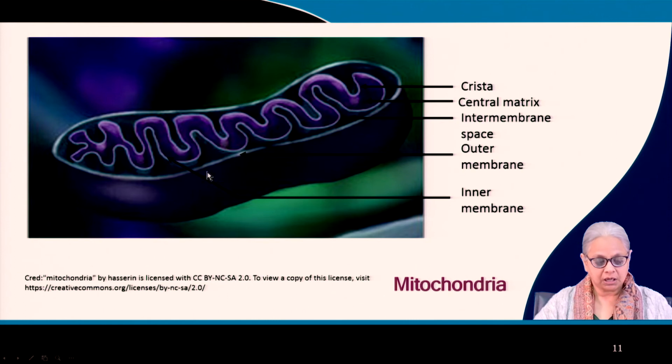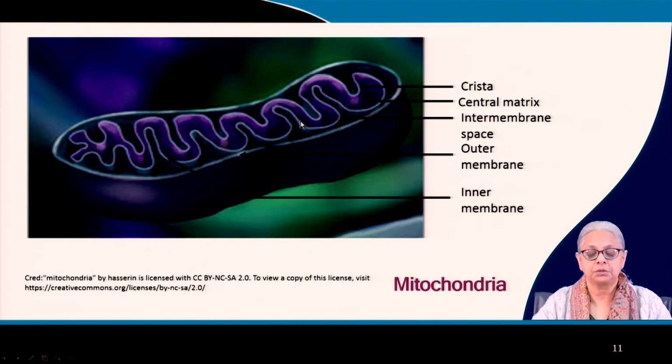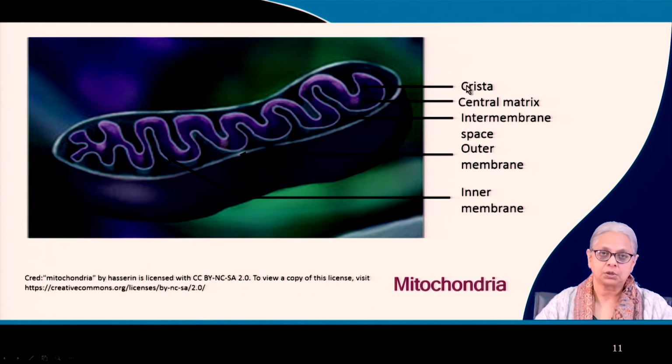So you have the outer membrane, you have the inner membrane, and you can see that the inner membrane is heavily folded. So this is a convoluted inner membrane. There is a lot of space between these folds, and that is called the intermembrane space. And then you have the central matrix within the inner membrane, and the folds are called crista or cristae.